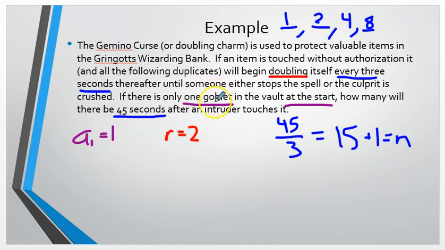So now that I have my a sub 1, my r, and my n, 16, I'm going to be able to write my formula as the 16th term in the pattern, if n is 16. It's going to equal a sub 1 times r to the n minus 1. So 16 minus 1 comes back to the 15th power. So now all I have to compute is 2 to the 15th power in a calculator. And I'm getting 32,768.